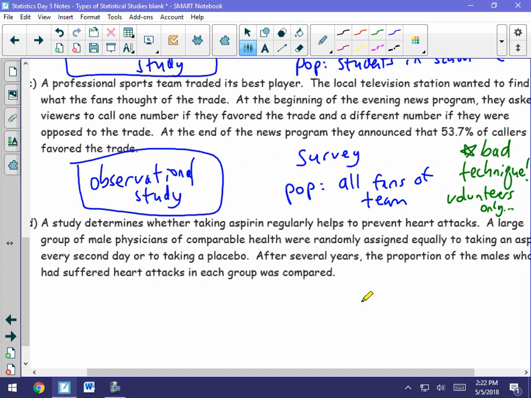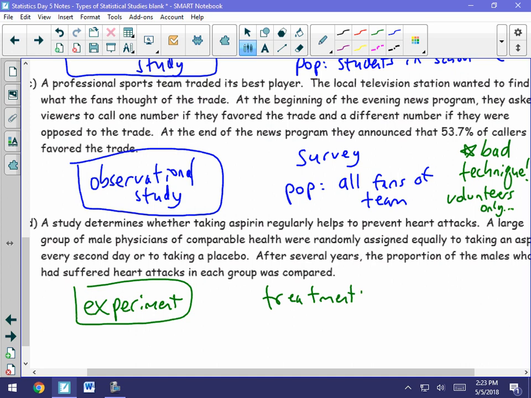So you say, is this an observational study or is this an experiment? Was there some treatment imposed? Yes, there's definitely a treatment imposed, because they were asking them to take aspirin, or the fake aspirin. So this is an experiment. The treatment that was imposed was either taking aspirin or the placebo.